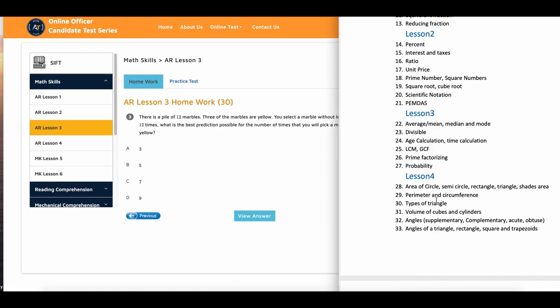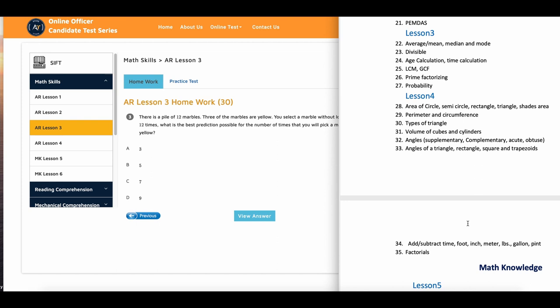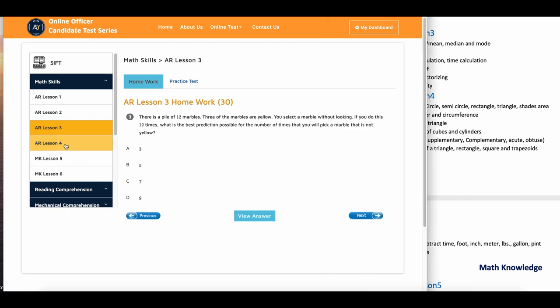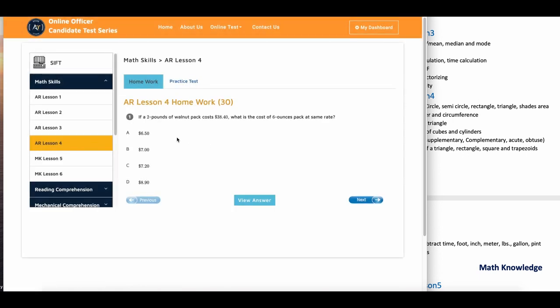In lesson four, you need to know some geometry. You need to know how to find the area of a circle, semicircle, and rectangle, perimeter, circumference, different types of triangles, volumes, angles, and then addition and subtraction of inches, feet, gallons, all that stuff, and factorials. This is all the things you need to know. In lesson four we have that type of problem, set up here. If 2 pounds of almond pack cost 38.40, what is the cost per 6 pack? This is a unit price type of problem.